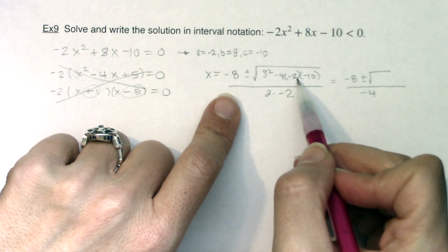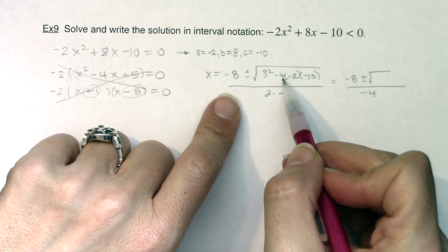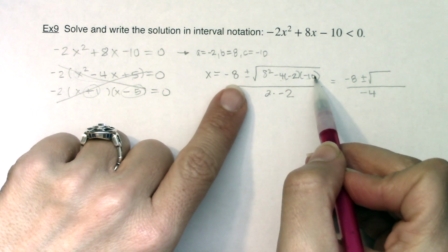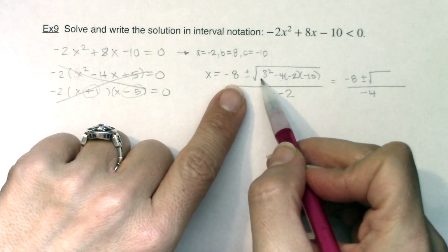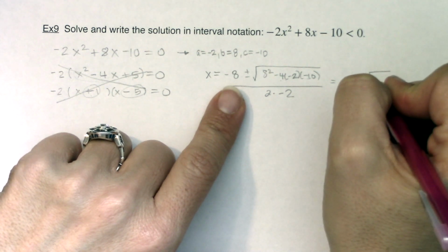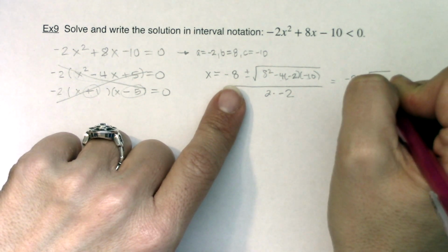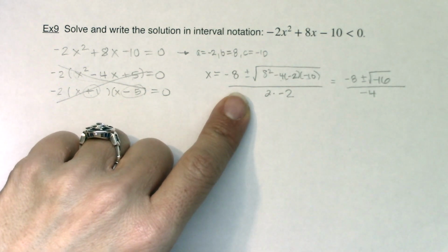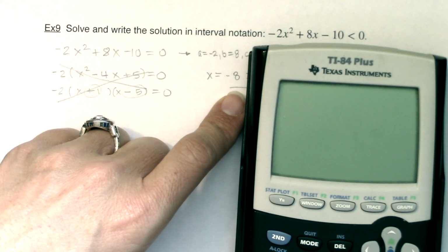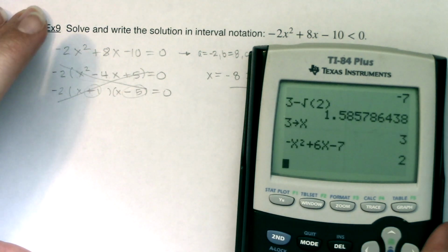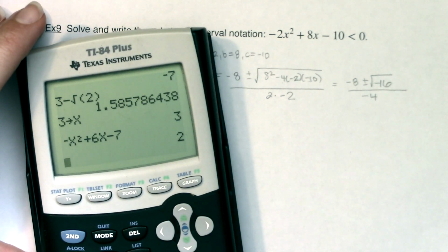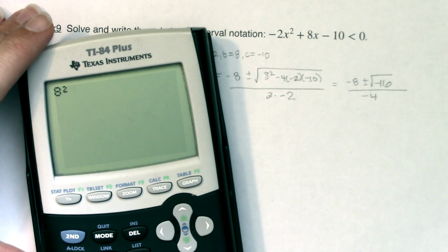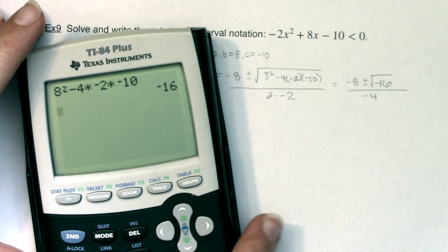I'm ultimately going to have something I can subtract here. This is going to be 80, because 4 times 2 is 8, and 8 times 10 is 80. So I have 64 minus 80. That's going to be a -16 under here. If I wasn't sure, you can always check on your calculator: 8 squared minus 4 times -2 times -10. Sure enough, that is -16.